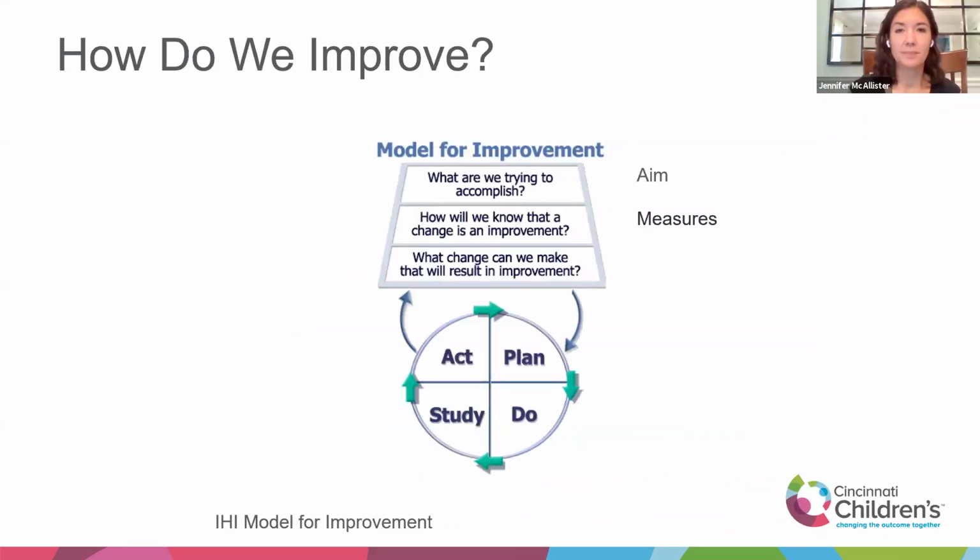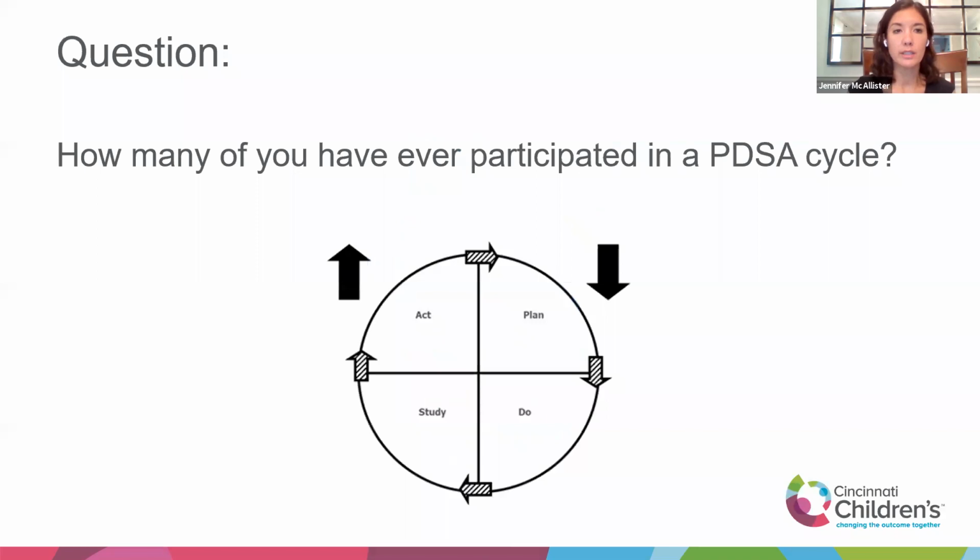Thank you, Erica. And as Laura had described, we are looking at an overall model of improvement. And so what we're trying to accomplish with this project is our aim. And Julia described the measures in which we look to see if our change is improving. What I'm going to focus on now is how we can implement small tests of change that result in improvement. And so a question for you is, how many of you have ever participated in a PDSA cycle?